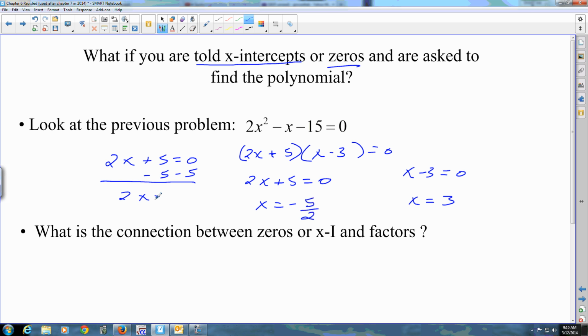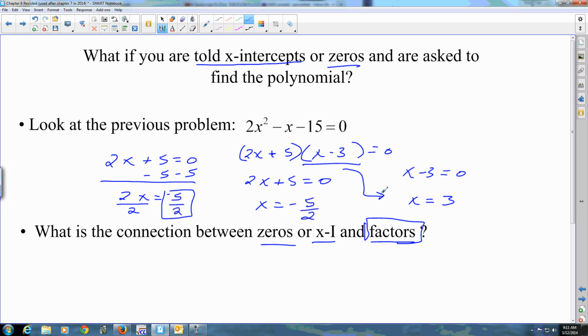I have 2x is equal to 5. So notice I changed the sign on the 5 to move it over. And then I'm dividing by 2. I'm really illustrating that point that you divided by 2. That's how you got the 2 on the bottom. It was the coefficient on the x. That's where it came from. Okay? So the connection between zeros and x-intercepts and the factors, okay?